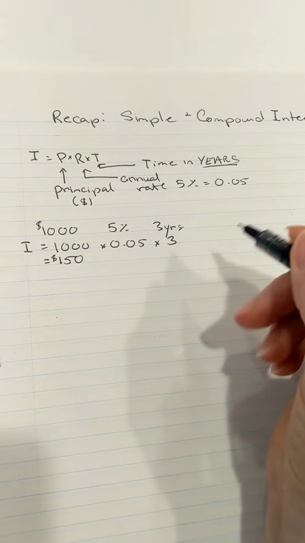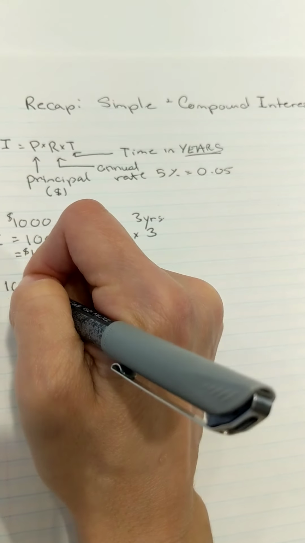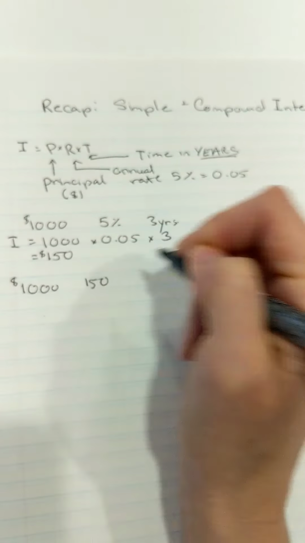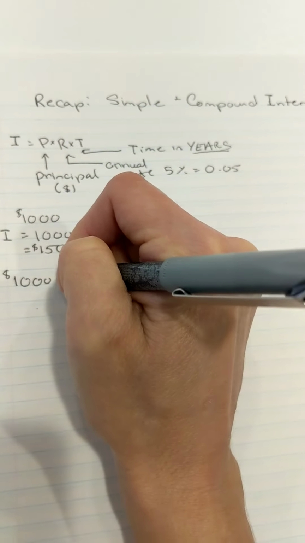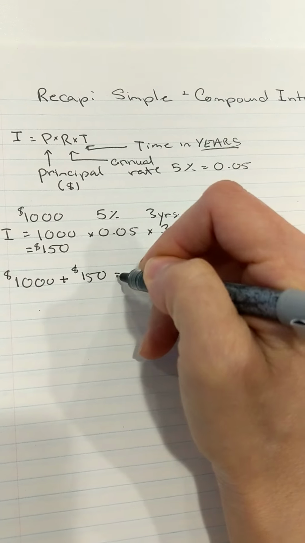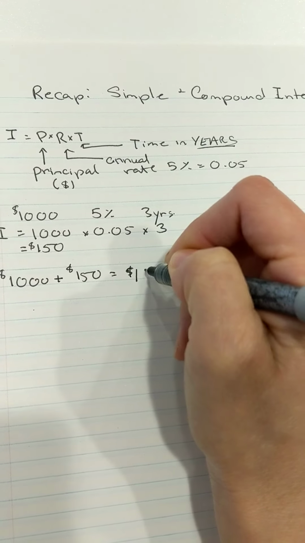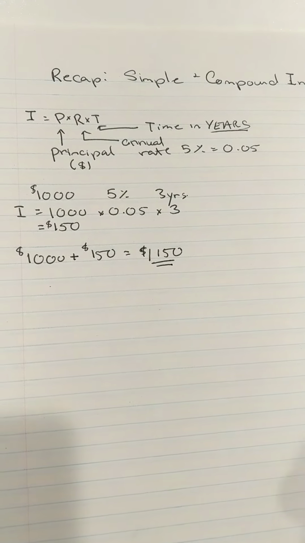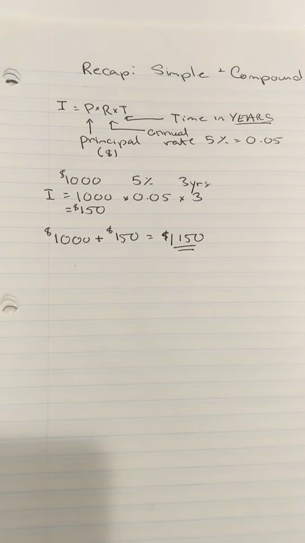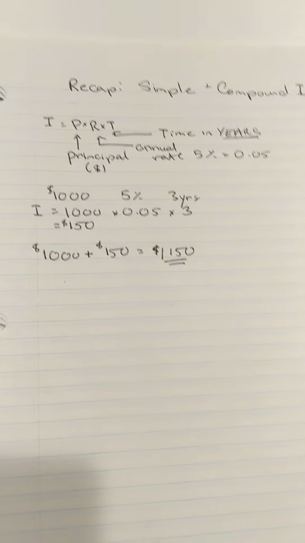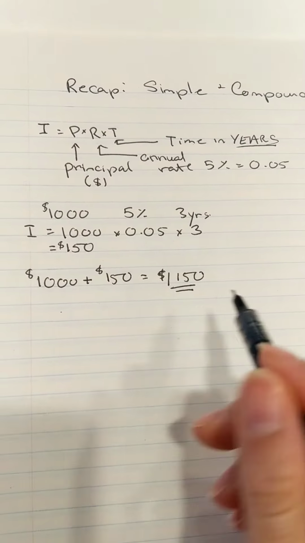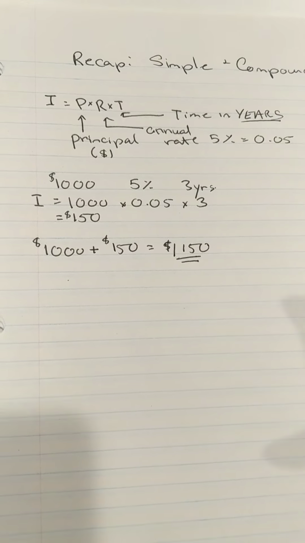Now, that's just the interest. So you've invested $1,000. You've made $150 in interest. In total, if you add them, you should get $1,150. Awesome, you made money, right? You put $1,000 into the bank, you get $150 extra in interest, and you now have $1,150. Okay, so that's if everything is pretty straightforward for simple interest.